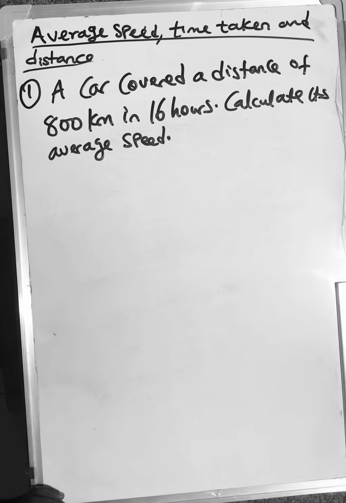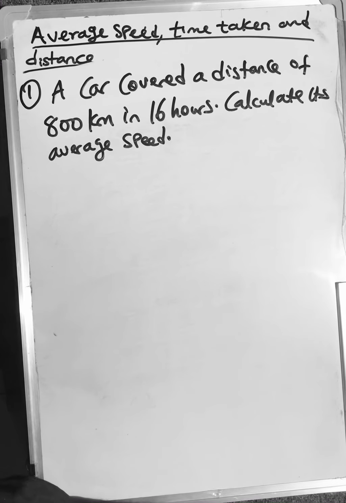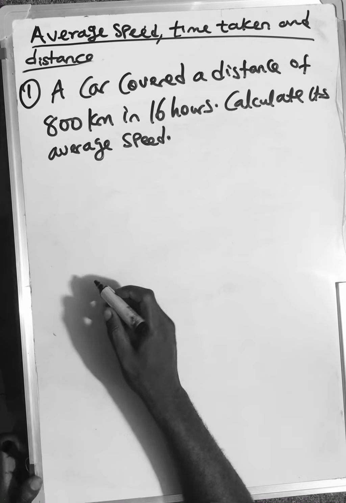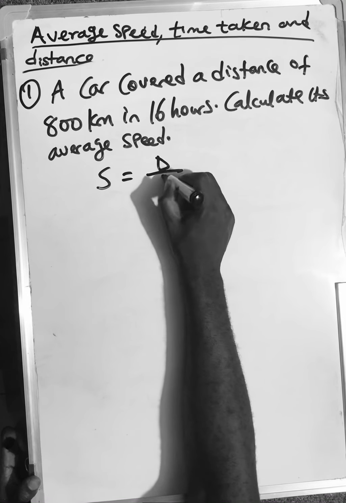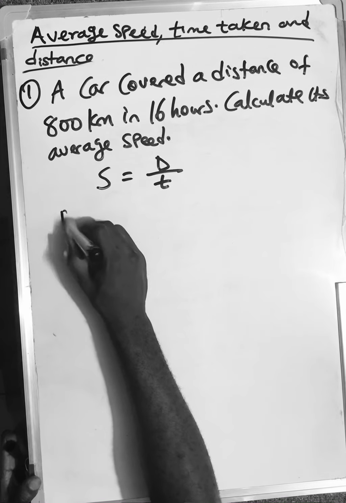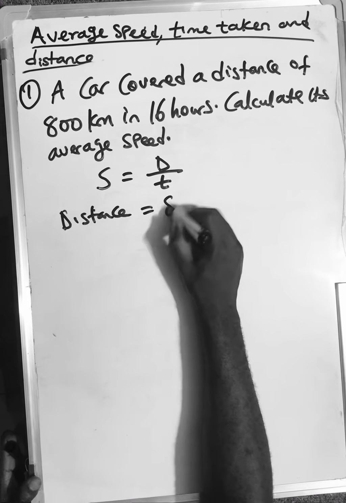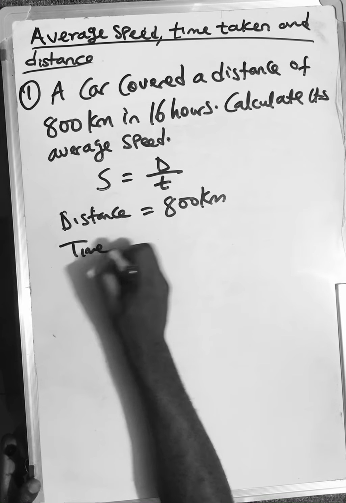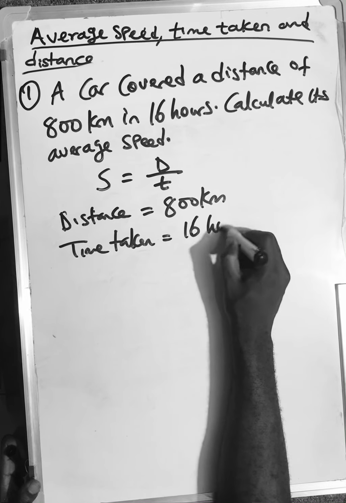First of all, we are going to make use of the formula, but before then we need to look at what we are trying to find, which is the average speed. So we are going to write the formula for average speed, which is speed is equals to distance over time taken. Our distance here from the question is 800 kilometers. Time taken is equals to 16 hours.